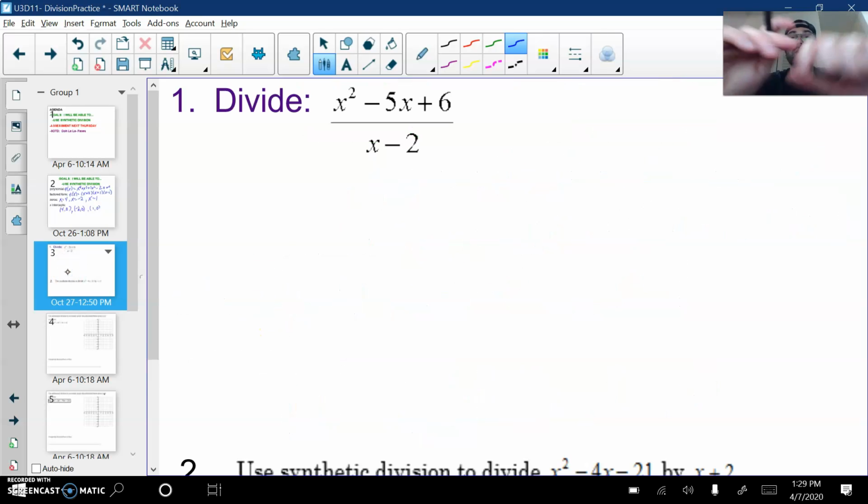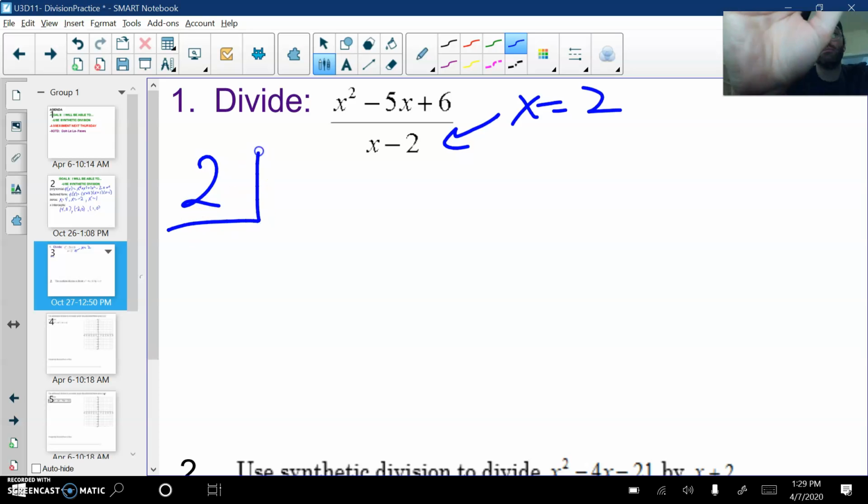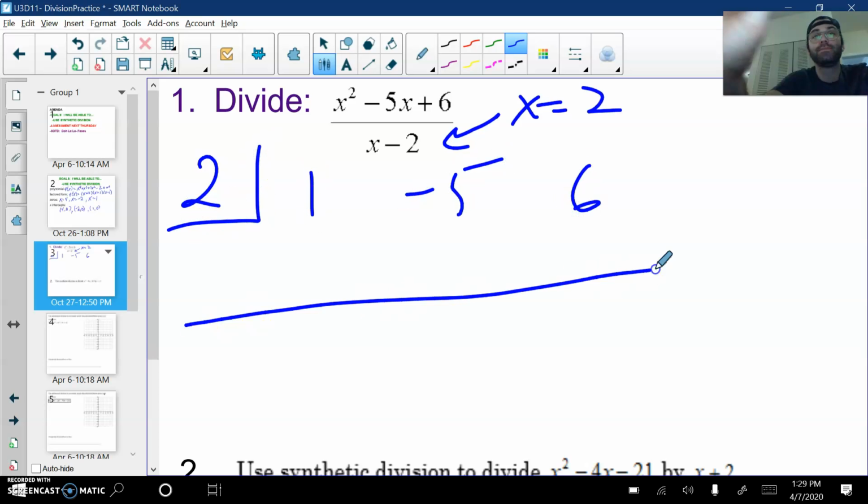First one, we want to divide this by x minus 2, so that tells me that the zero is x equals 2. How did I get that? By setting that factor equal to 0. And so I'm going to put 2 in the box. I'm going to have 1, -5, 6.